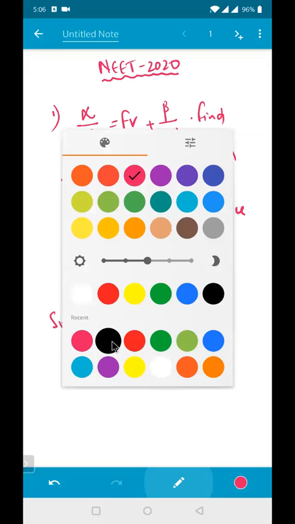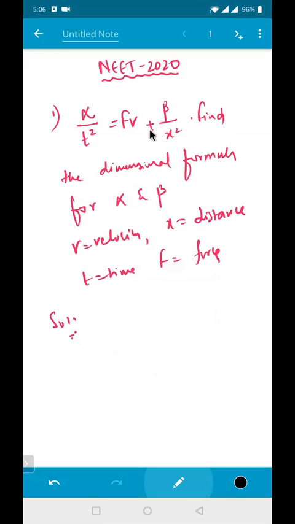You know that in dimensions you can add or subtract only those physical quantities which have the same dimensions. That means if I'm writing F into v, this will become how much? Force dimension is nothing but M L T power minus 2. Velocity is L T power minus 1. So this will become M L square T power minus 3.